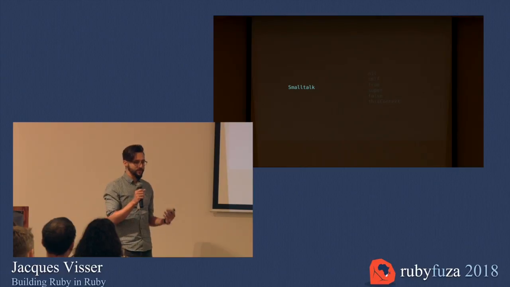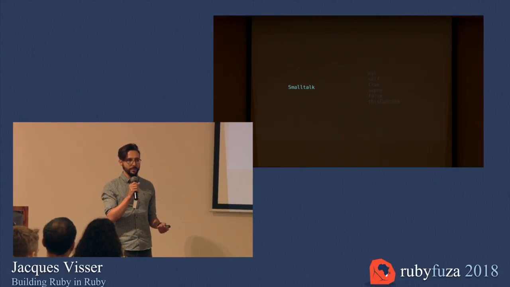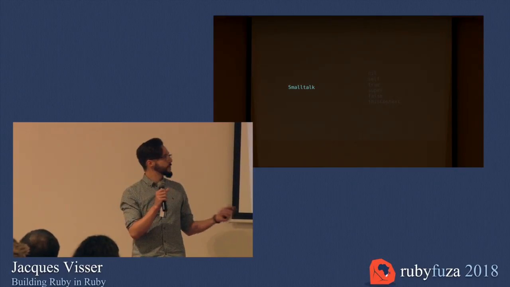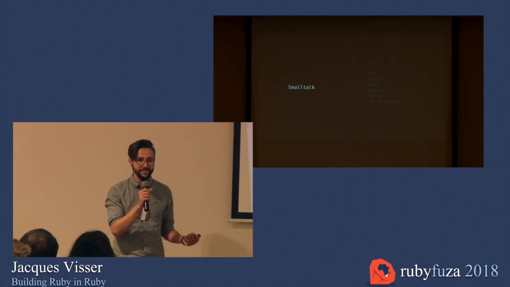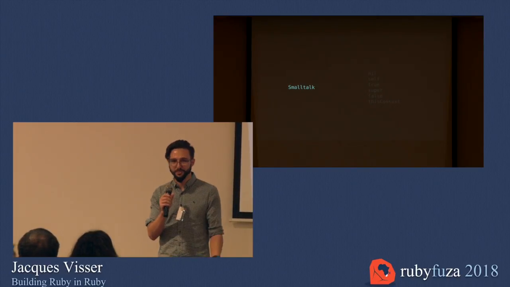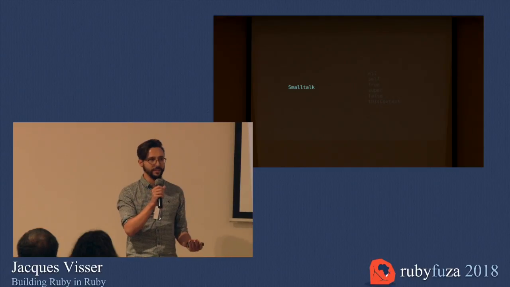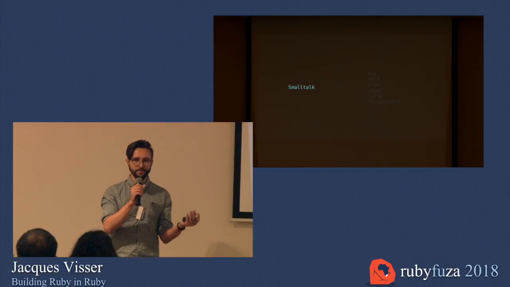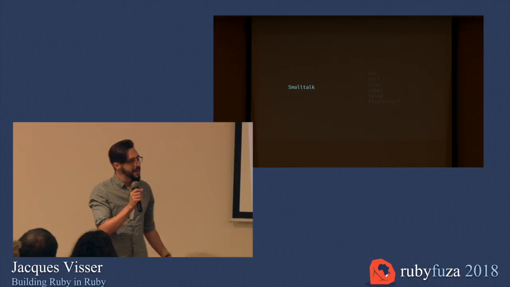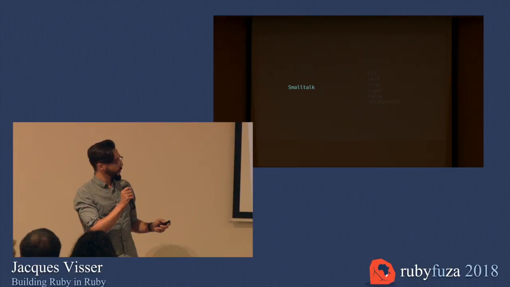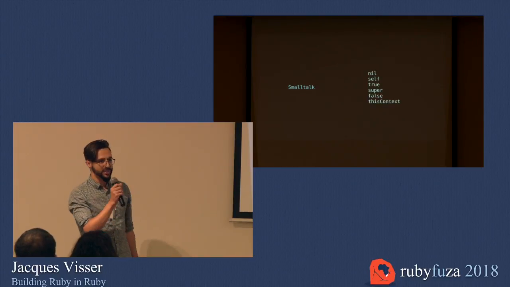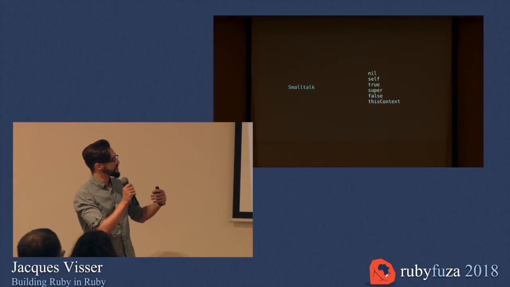So Smalltalk was developed at Xerox PARC. That's the Palo Alto Research Center during the 1970s, and it was released to the public in 1980. It is the epitome of an object-oriented language. Like, you have no idea. Like, people say everything's an object in Ruby. Like, everything is an object in Smalltalk. It's insane. They're so confident in this idea of everything being an object that they only have 6 keywords.